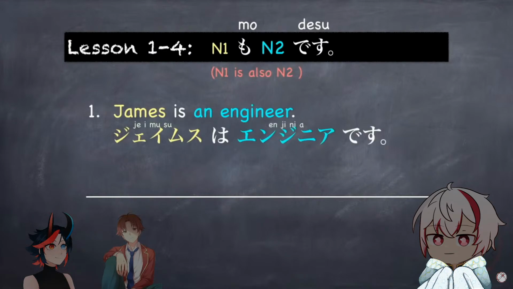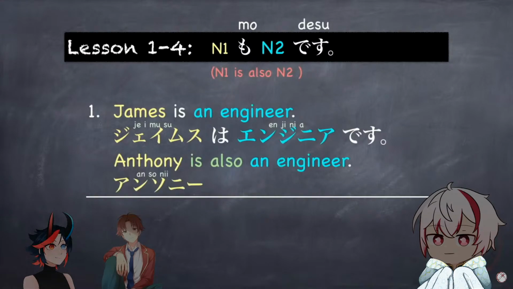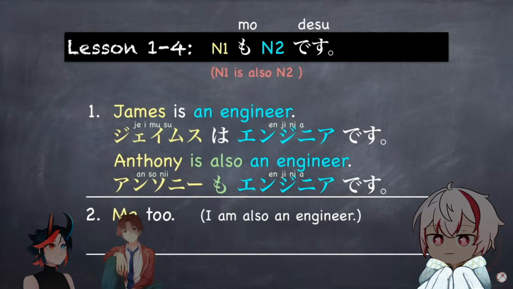And we want to say that Anthony is also an engineer. So we say Anthony mo engineer desu. So we replace wa with mo. Anthony is also an engineer. Another example, if you want to say I am also an engineer, you say watashi mo. You don't have to repeat engineer desu because it is already implied. Watashi mo. Me too.